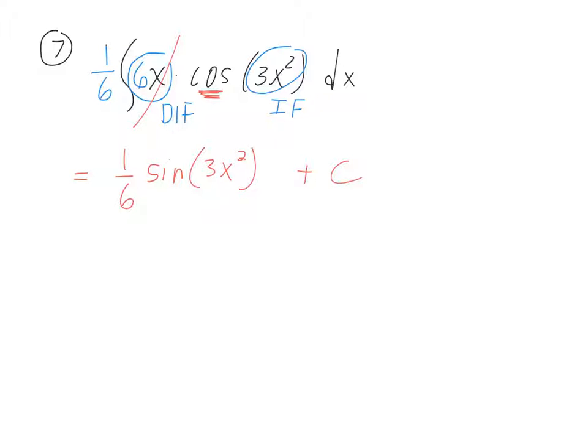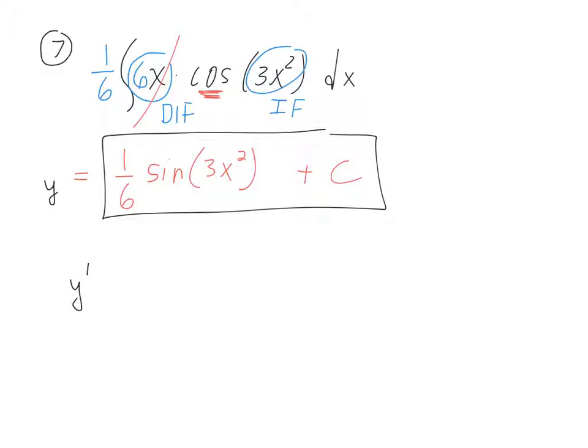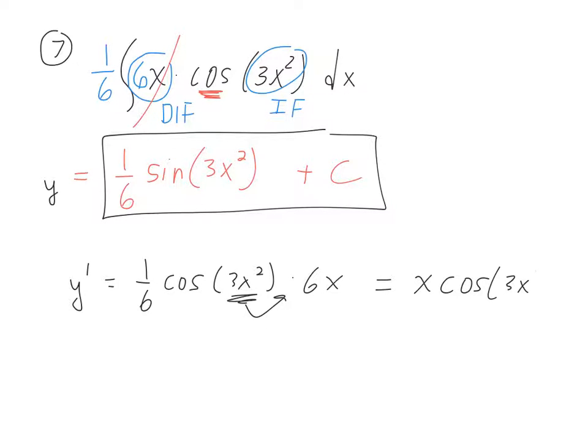Okay. If you were to check this, again, pretend this is y. This is our answer, but if we were to check it, the derivative of this, that 1 over 6 would stay there. The derivative of sine is cosine. Bring the inner function along, chain along the derivative, you'd have a 6x. Notice how the 6x and the 1 over 6 will just simplify to x times the cosine of 3x squared. Okay, so that shows that it checks. It's always wise to do that.